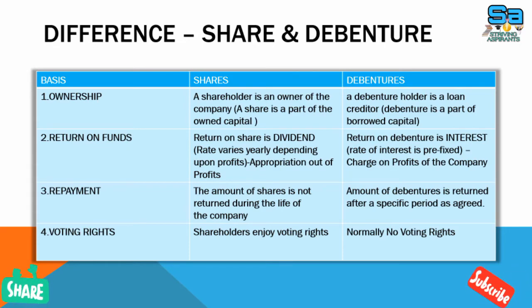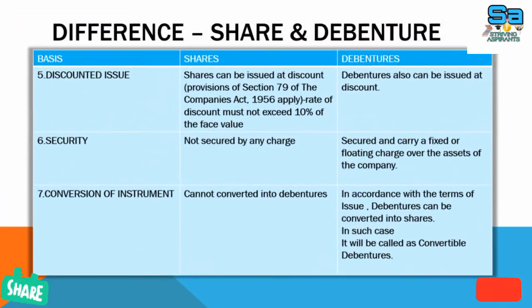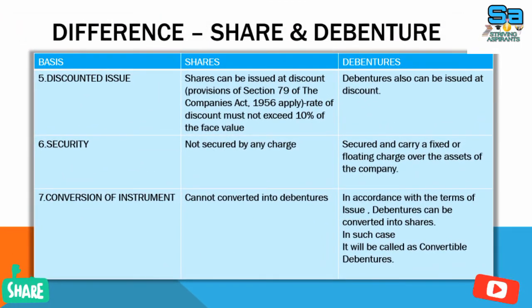Next point is discounted issue. Shares can be issued at discount. But here, provisions of Section 79 of the Companies Act 1956 will apply. It means the rate of discount must not exceed 10% of face value. And debentures, here also, can be issued at discount.